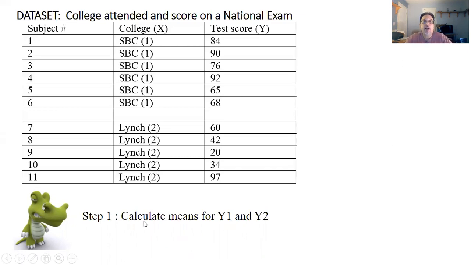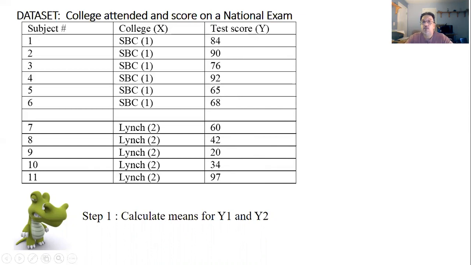All right, step 1, calculate the means for y1 and y2. So we know how to do that. You sum up the column. That's why I left this blank here. Sum up the scores for the Sweetbriar students and take the mean. So 1, 2, 3, 4, 5, 6 scores. So sum these up, divide by 6. For the Lynchburg, sum these scores up and divide by 5, because there's only 5 scores, to give us the means for y1 and y2.